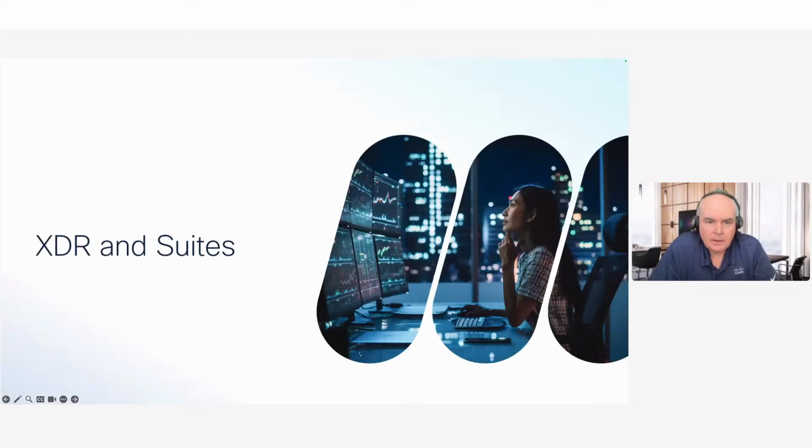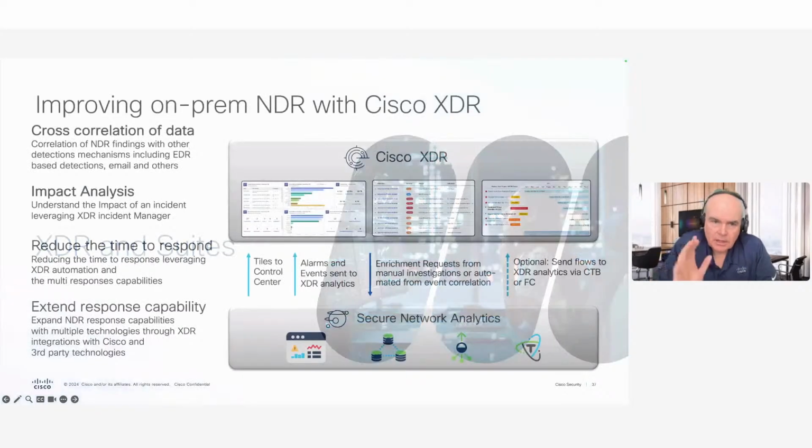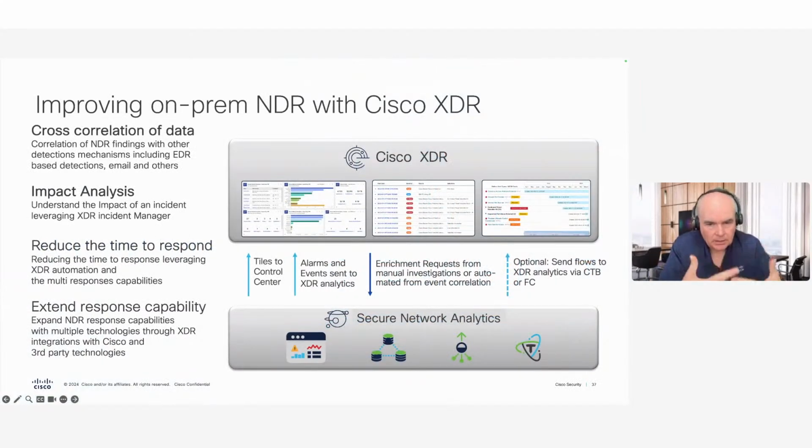Okay. And just to wind up here, I just want to highlight again that Secure Network Analytics is part of our XDR story, the Cisco XDR story. We're using this obviously for correlation of data, we're using it for impact analysis, and we're obviously extending information into XDR itself. XDR itself can then also query us for enrichments.